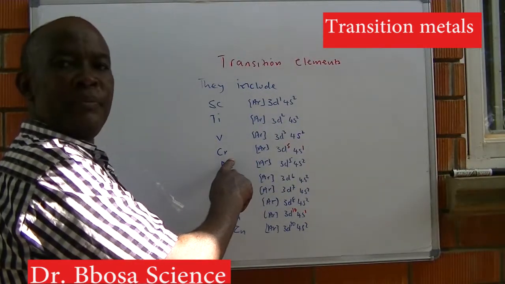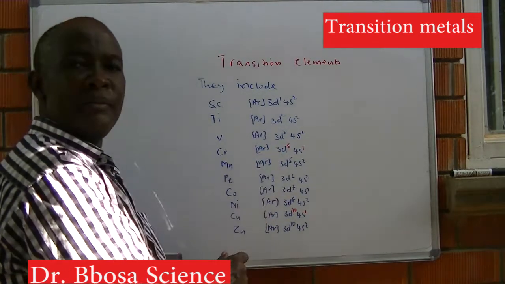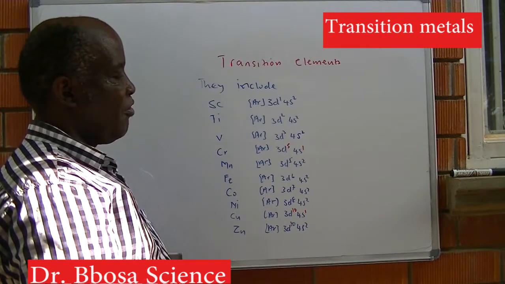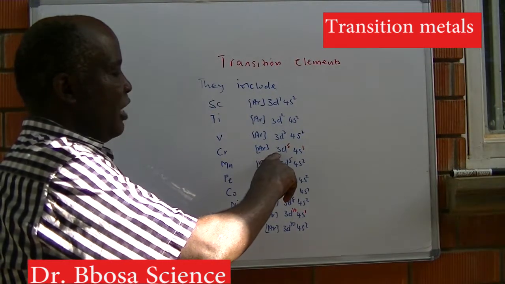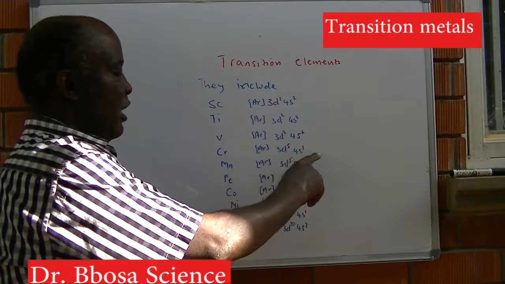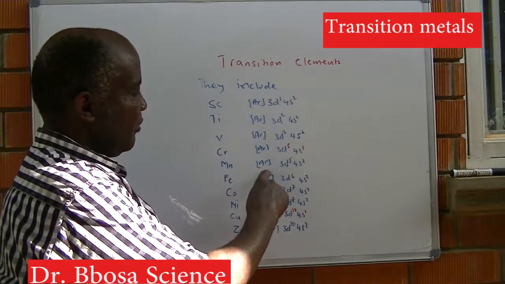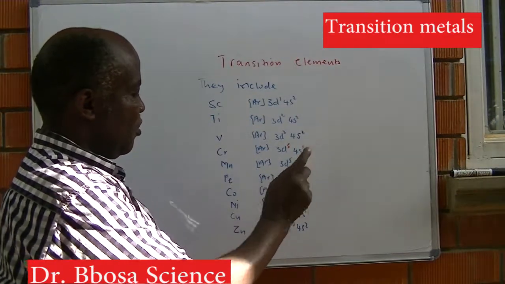For chromium, a half filled d orbital is more stable than less than a half filled d orbital. So instead of filled d4 4s2, you have filled d5 4s1. Manganese, argon filled d5 4s2.